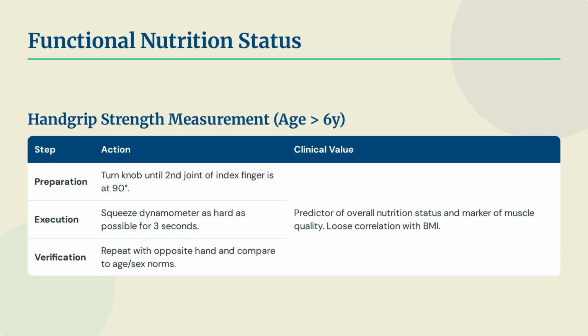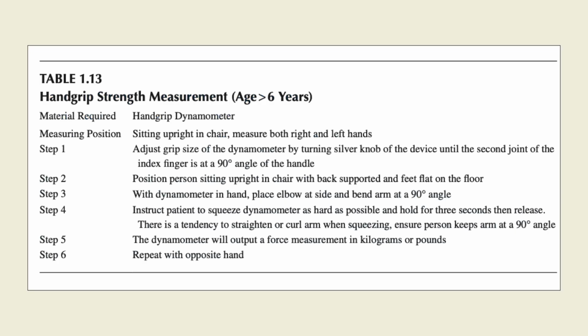Hand grip strength. Hand grip strength is measured by the amount of static force that a hand can squeeze around a dynamometer device. Table 1.13. It is a predictor of nutrition status and a marker of muscle quality. Normative data for hand grip strength is available and stratified by gender and age. See Bohannon et al. in references. Static force measurements indicate if an individual has weak, normal, or strong hand strength based upon stratified norms.